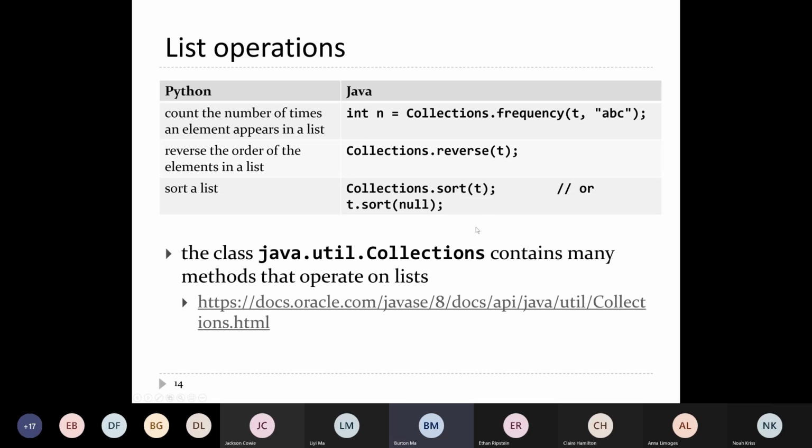I forget which version of the language added it, it's either 8 or 9, but 8 or 9 added a sort method to the list class itself. So the other way to sort a list is to call the sort method that belongs to the list. So it's t.sort, and then you pass in this value null here. Null means something similar to what null means in C, where the null pointer points to no object.